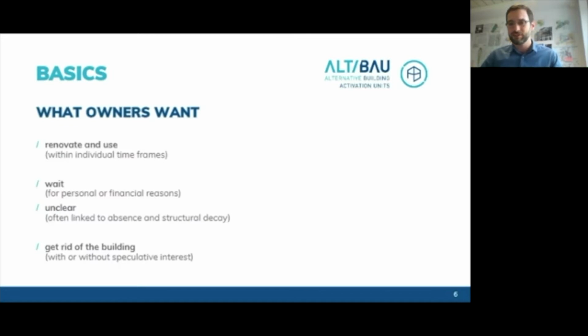Generally there are three different lines of what owners want. There are owners who want to renovate and use their building. They have sometimes very individual time frames, but it's their goal to take the building back into renovation and use. Then you've got people where it's not really clear what they want, or they just want to wait until times change or personal or financial situations change. And then there is a third group of owners who actually want to get rid of their buildings for various reasons. This is the task of the agency, to really find out the best way to approach that and to find solutions, because that's what it is. Finding tailor-made solutions for those specific situations.